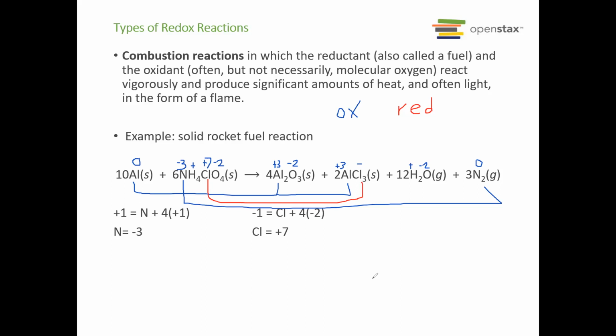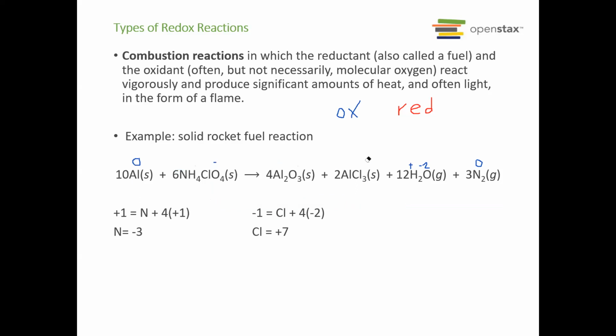But with these combustion reactions, they're always going to be examples of redox reactions. So we're always going to see something being oxidized. We're always going to see something getting reduced. In this case, we've got multiple elements being oxidized and just a single element being reduced, but we're still seeing those oxidation numbers change. And that's why we're considering it to be a redox reaction. Just erase this before going to the next slide.